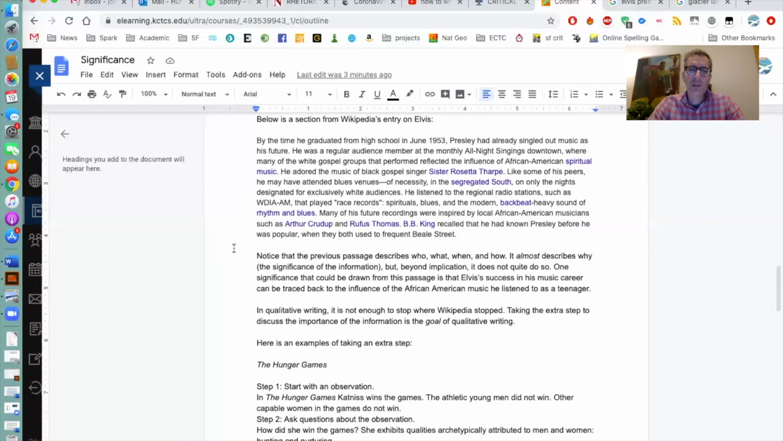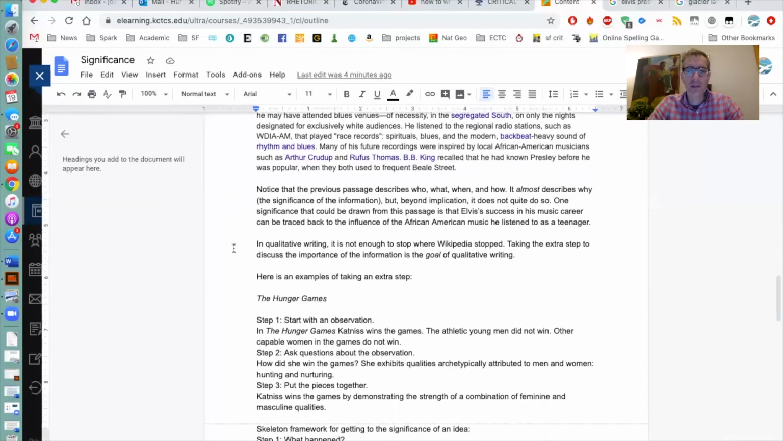Now, notice that the previous passage describes who, what, when, and how. It almost describes why, the significance of this information, but beyond implication, does not quite do so. One significance that could be drawn from this passage is that Elvis's success in his music career can be traced back to the influence of the African American music he listened to as a teenager. So, in qualitative writing, it's not enough to stop where Wikipedia stopped. You have to take the extra step to discuss the importance of the information. That's the goal of qualitative writing.